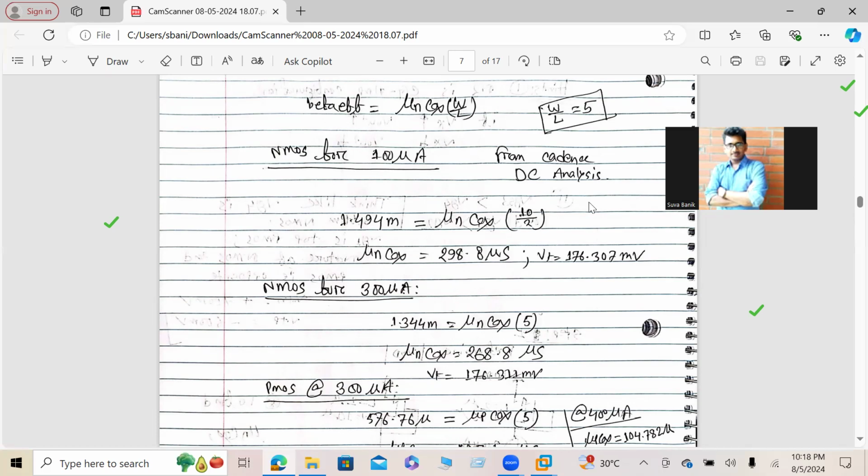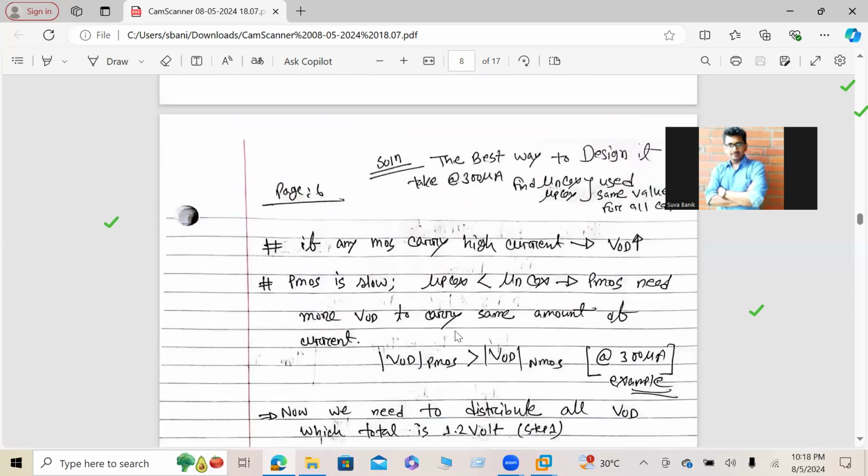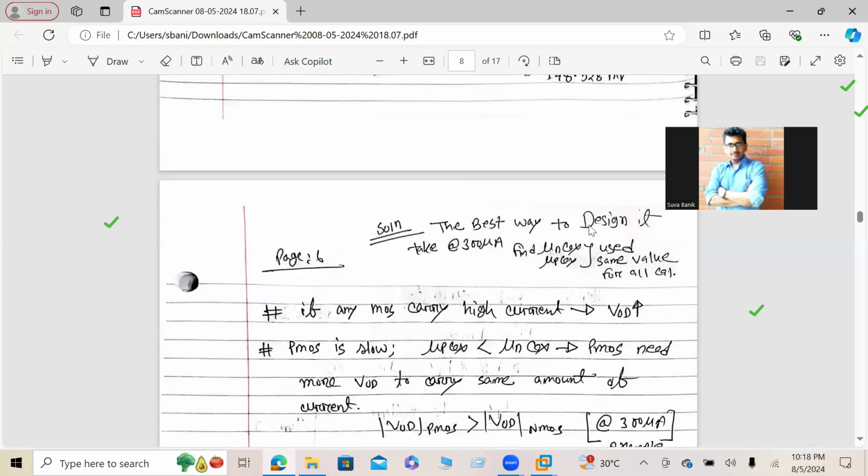From here we can also find the threshold voltage, and we can see the threshold voltage does not change too drastically. I also wrote this point here. The best way in design: I take 300 micro, find the mu n and mu p for both cases, and use them in all of our calculations.